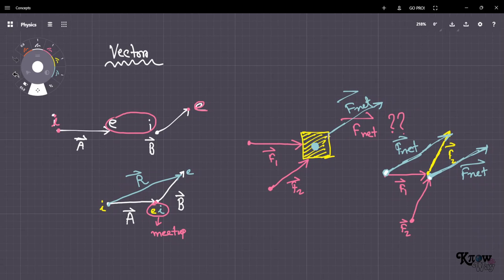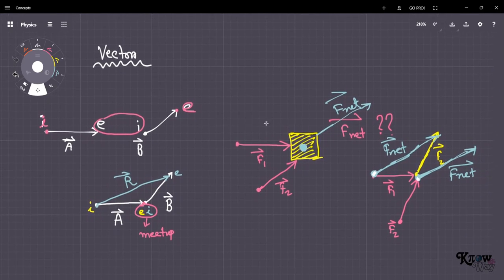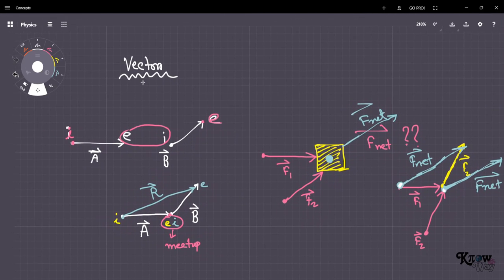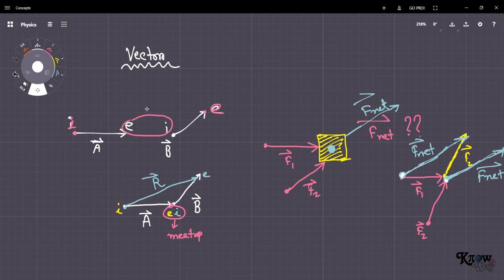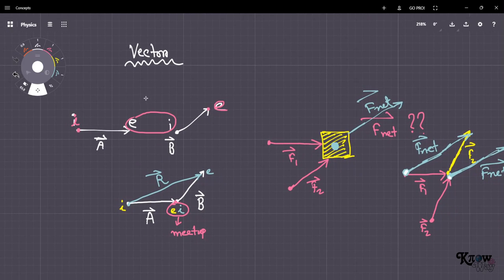And this is the basic knowledge about vectors. In the next lesson we will learn about the parallelogram law and the triangle law and the basic stuff, but we'll not just look at the law, we will know the theory and the concept of that law.